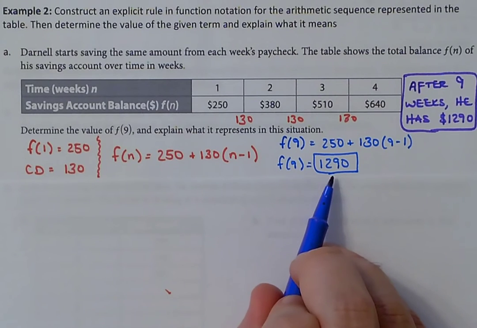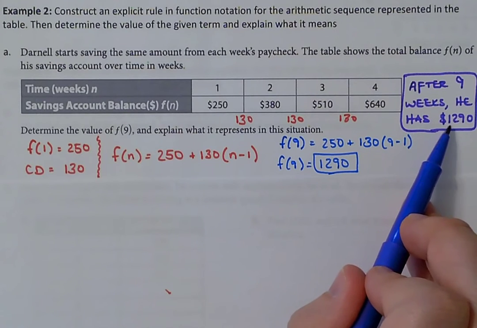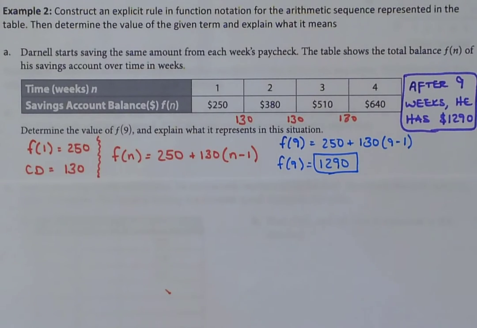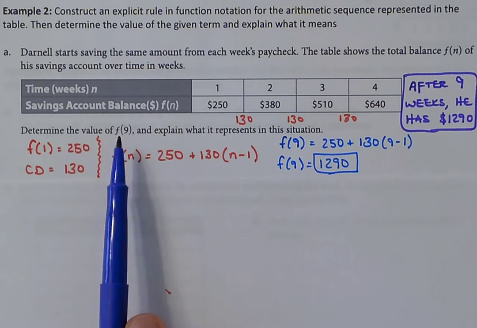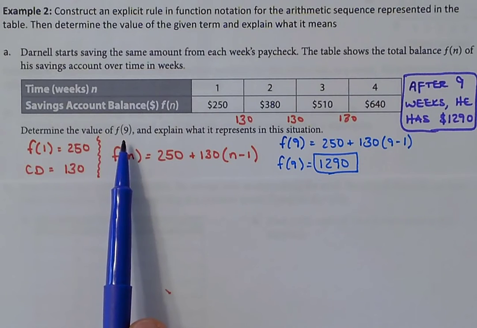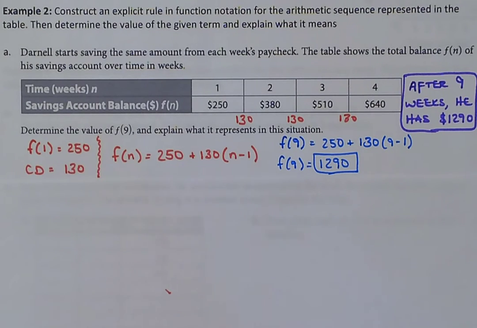So when I plug 9 in, we got 1290. So that means after 9 weeks, Darnell has $1,290 in his savings account. All right, so if you see anything like example 2, it wants you to go through and construct an explicit rule. So you're going to figure out your first term, your common difference, write your explicit rule, plug in or determine the value of whatever term they want you to figure out, and then explain what it means in that situation.